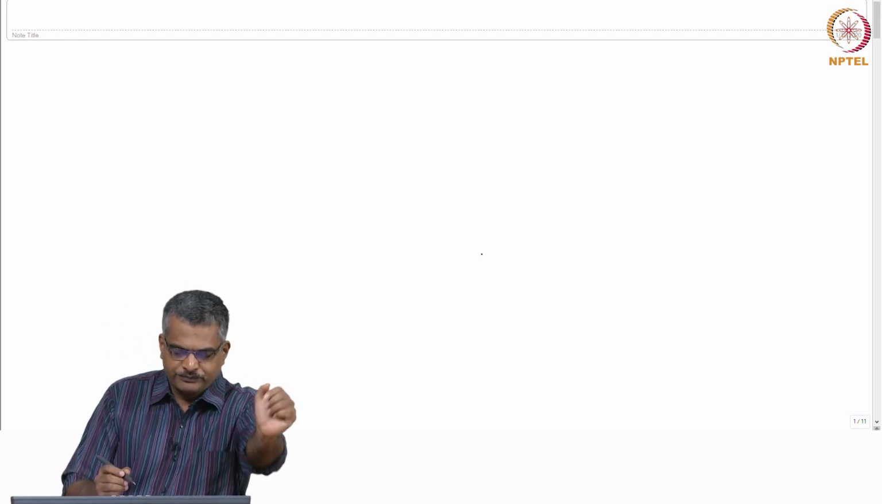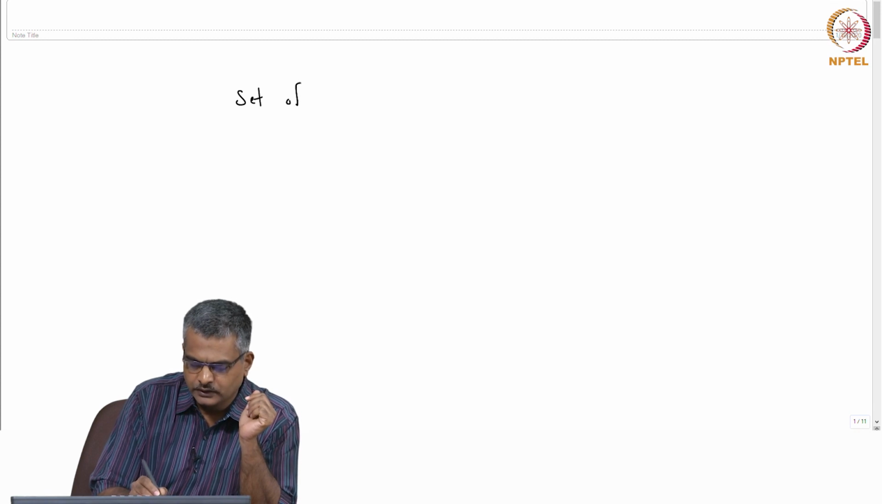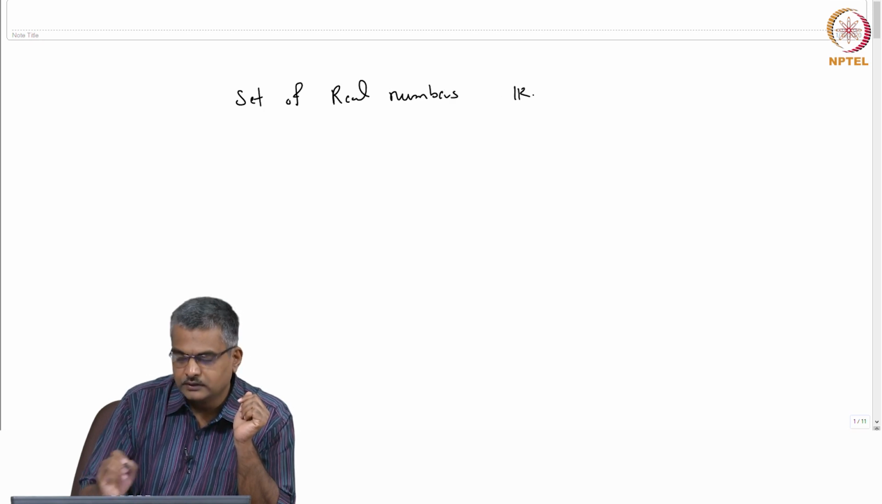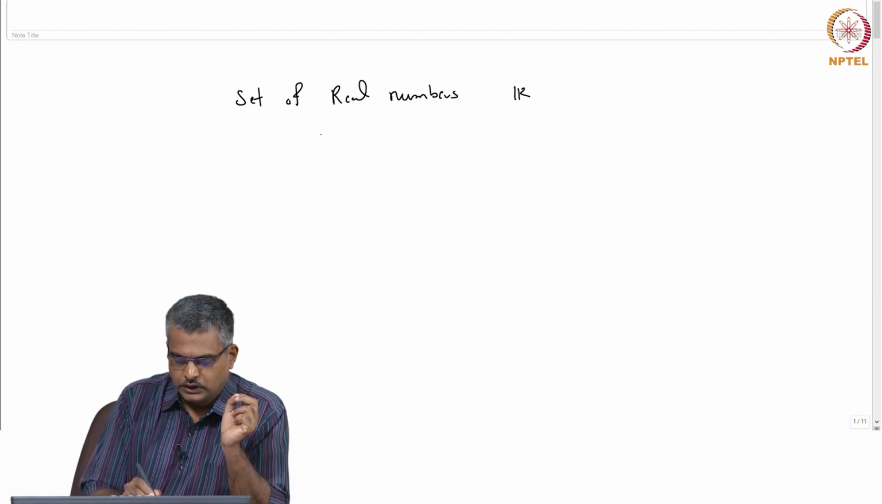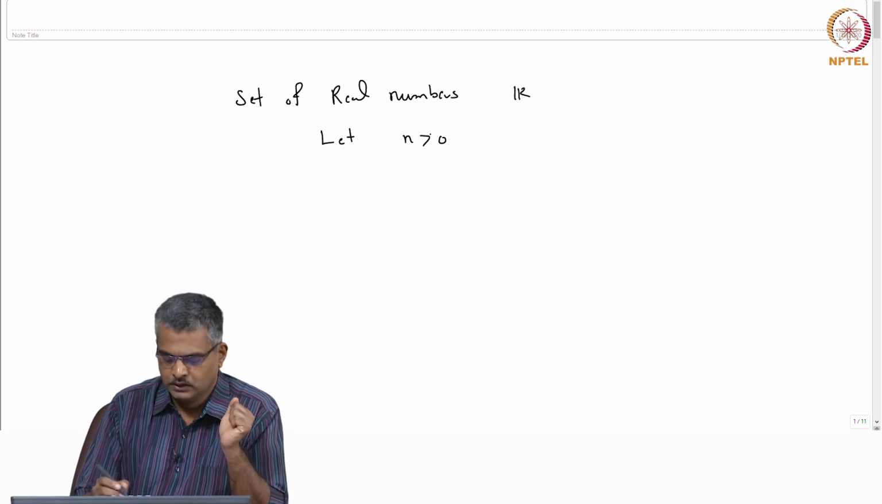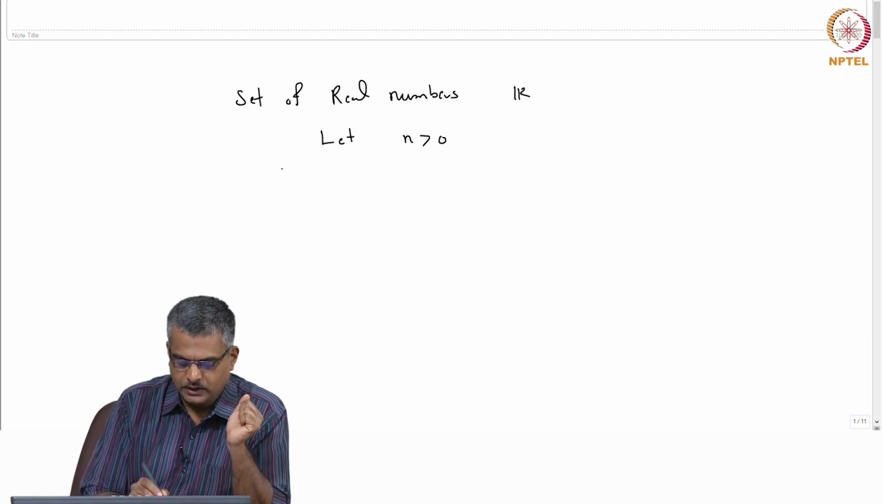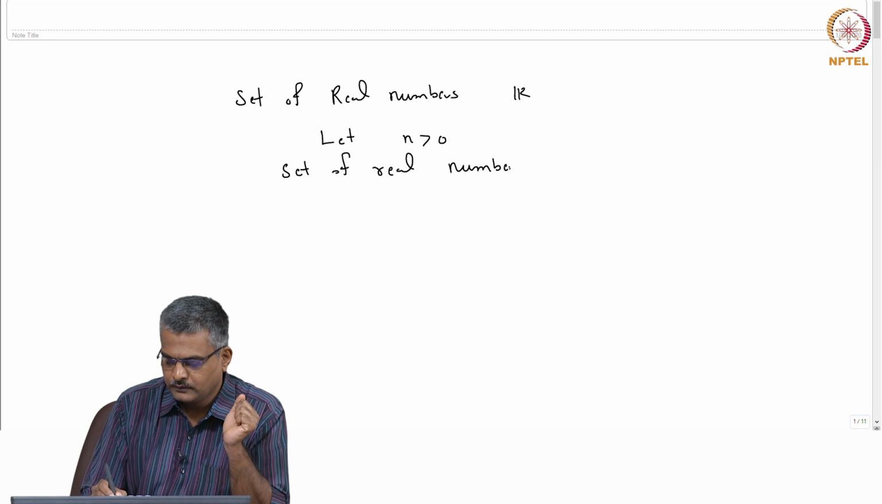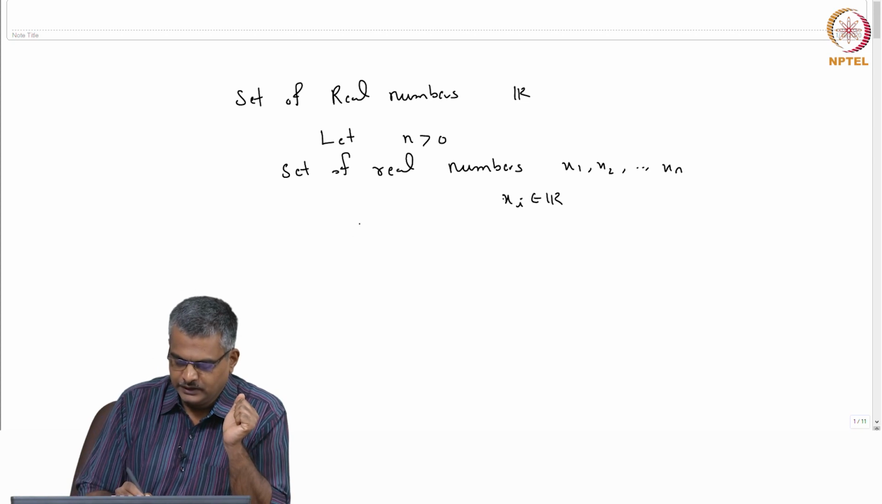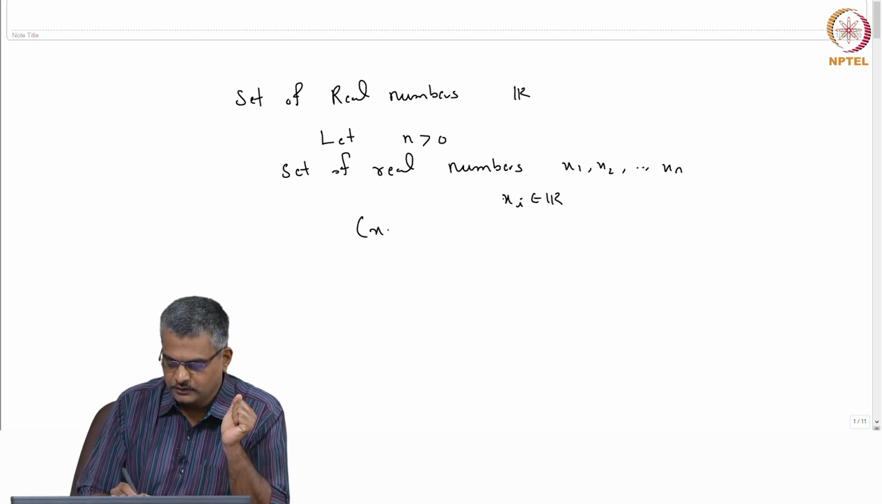So we'll start with real numbers, the set of real numbers. We will denote it by the script R. Now let n be any integer greater than 0, and you take a set of real numbers x1, x2, and so on up to xn, where each xi is a real number, and then you arrange them in an order, x1, x2, and so on up to xn.